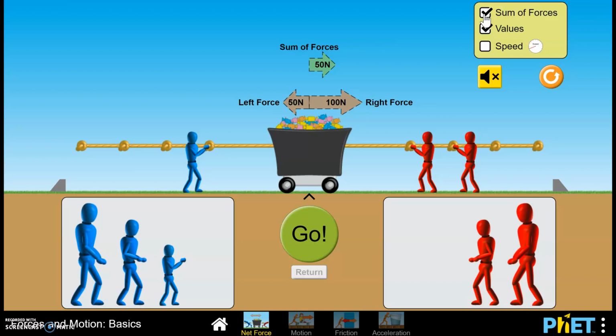So unbalanced forces are what cause the motion of an object to change. If the forces are balanced, the motion does not change. That cart is going to keep doing whatever it was doing. If the forces are unbalanced, that is when the cart's motion is going to change. It will either speed up or slow down, or it could possibly change directions.